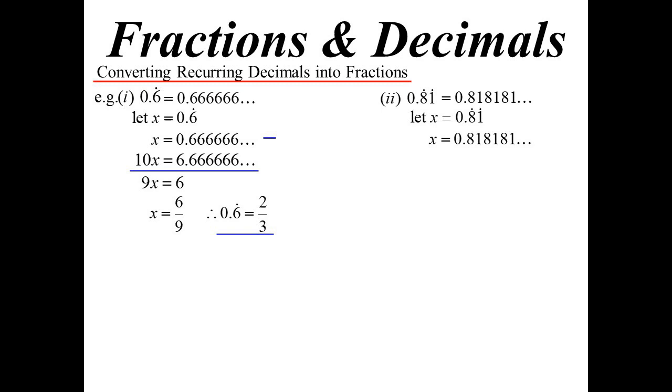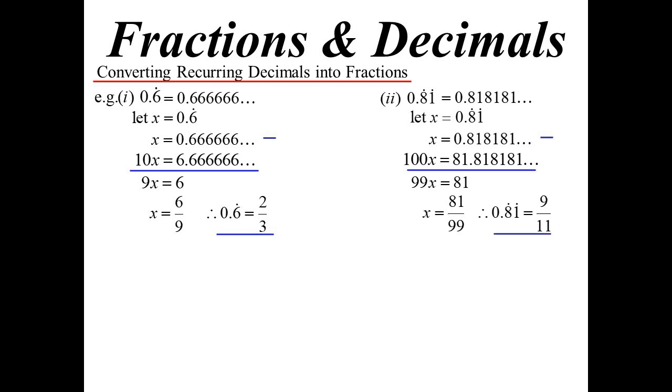So if I multiply by 100 in this case, that'll get them the same. They've both got 0.81818181. I can now do that trick. Let's subtract. 99x is 81. 81 on 99, which simplifies down to be 9/11.